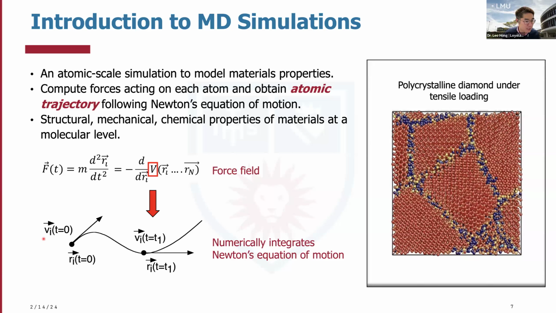Once we get it, you can just numerically integrate this Newton's second law twice, so that you can get velocity and positions of the atom as a function of time. In other words, we can just track the positions and velocity of atoms during our MD simulation.